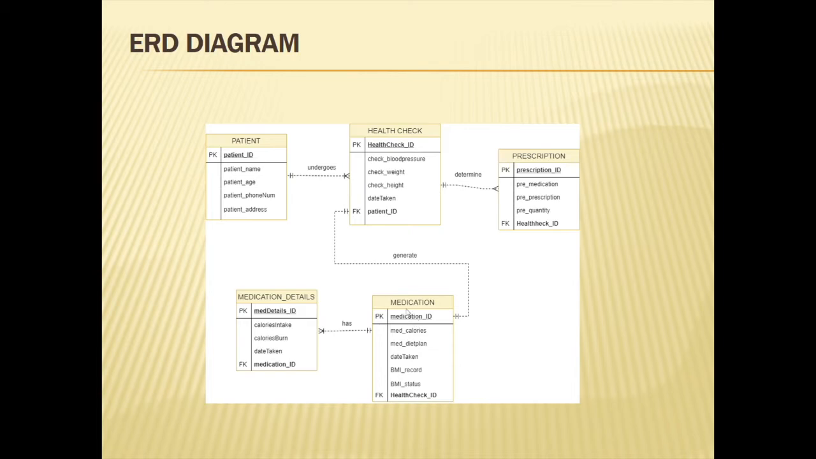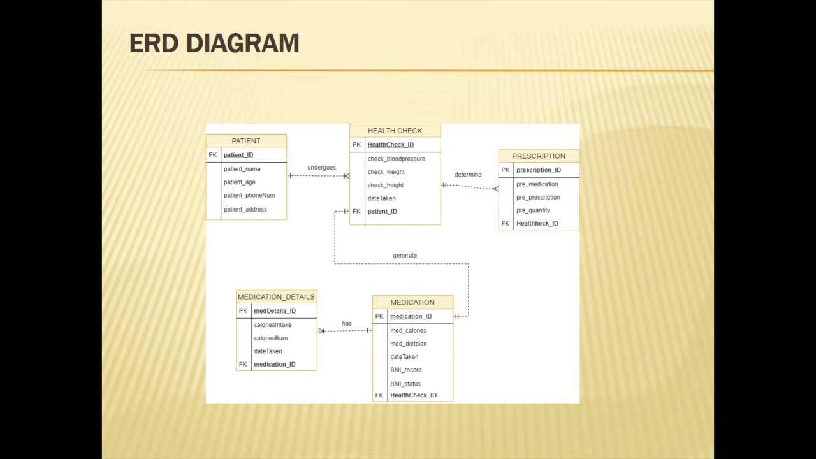So next we got medication table. The primary key for medication is medication ID and other 4 attributes: med calorie, med diet plan, date taken, BMI record, and BMI status. The foreign key is health check ID also, which is from this table. So from this data, you'll generate a medication data. Next is medication details, which has primary key med details underscore ID and 3 other attributes, calories intake, calories burned, and date taken. The foreign key is for medication. So the relationship between these two is many to 1 and 1 to many.